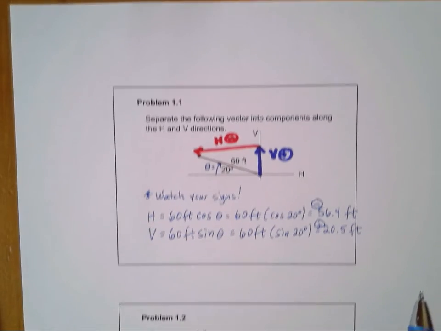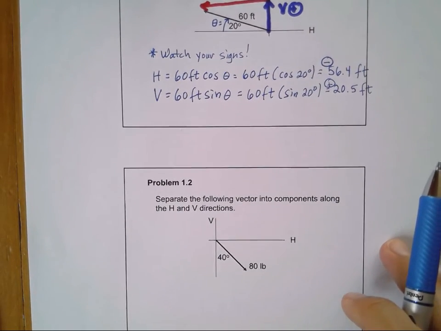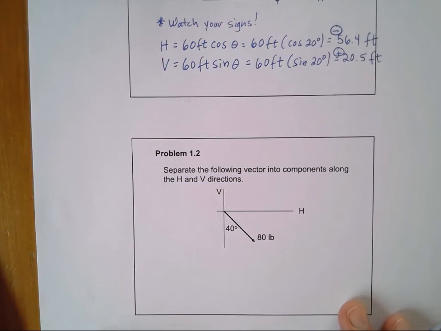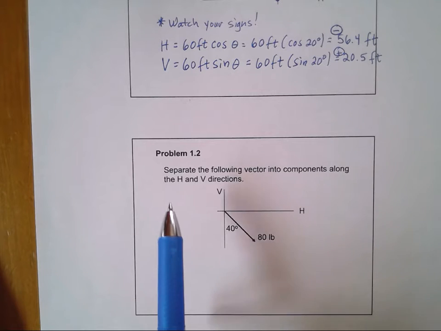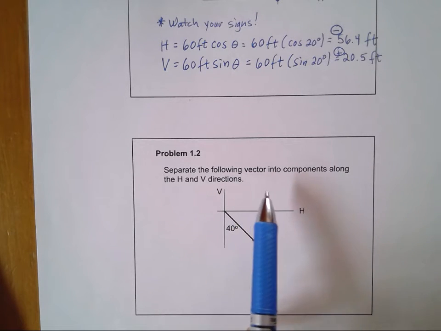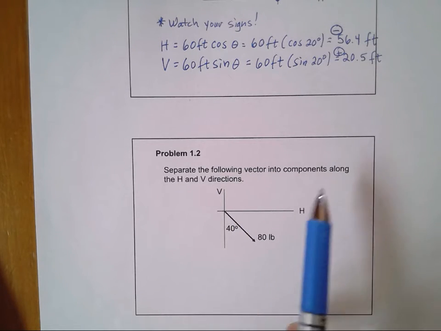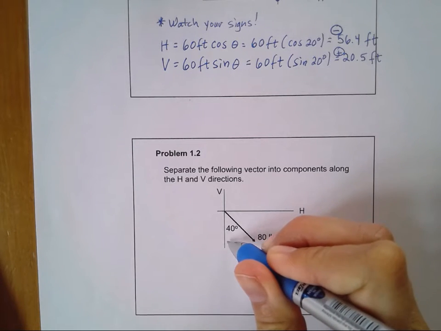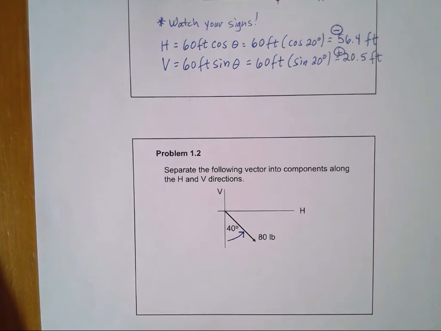Let's try another one. Very similar, and I want you again to send me the answer. I'll slide it down here so you can see it, but maybe leave that other one visible. So problem 1-2, this time I want you to separate this vector into components along the H and V direction. And look at the main difference here: the angle that's being measured here is off of my vertical component. It's not off my horizontal component. So look back into your notes a little bit and see how we're going to deal with that.